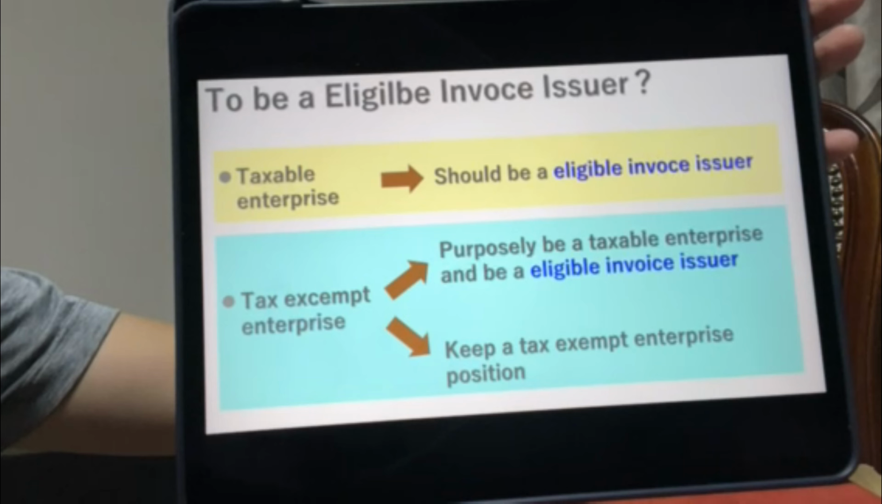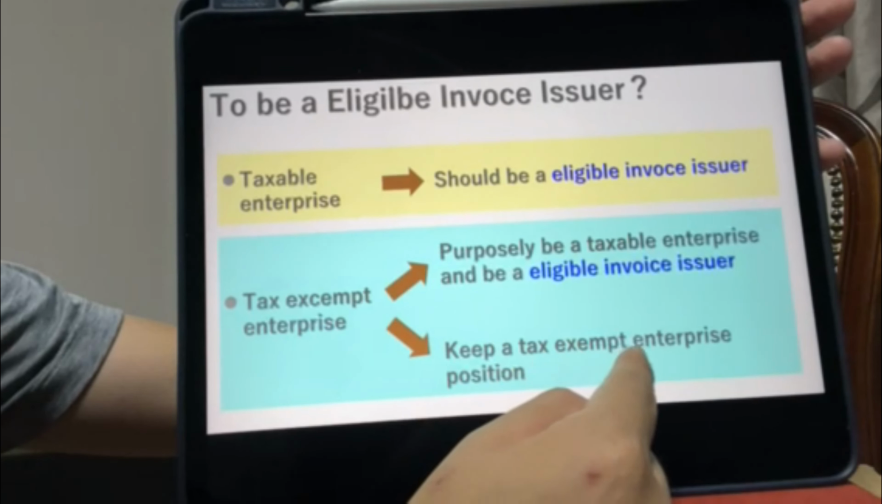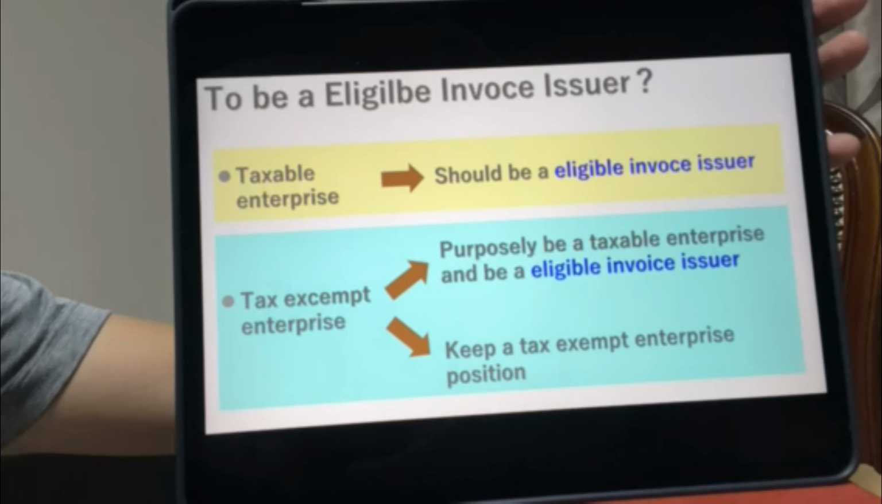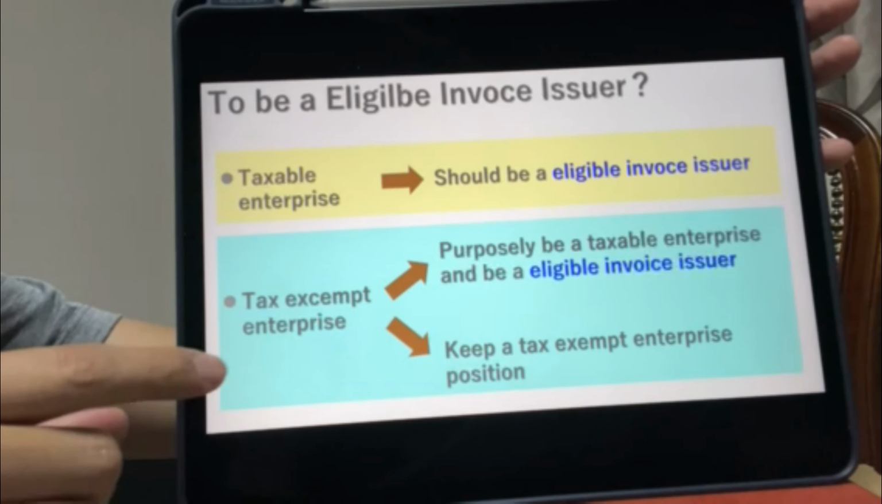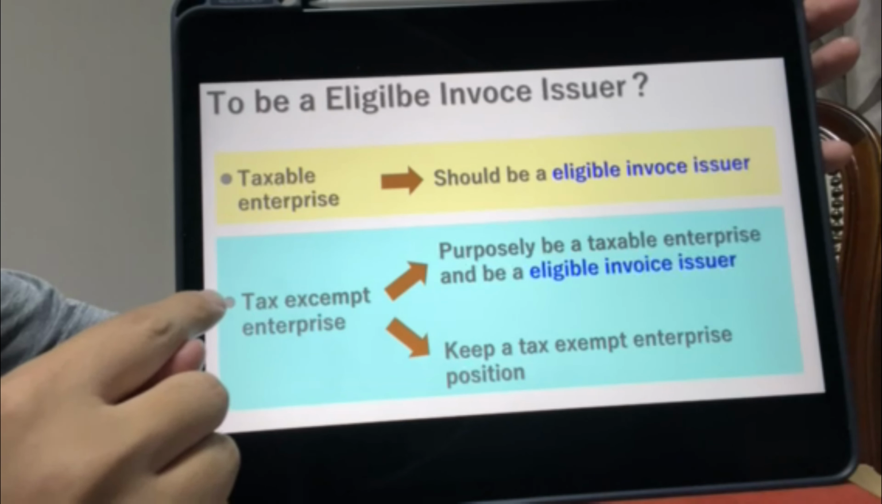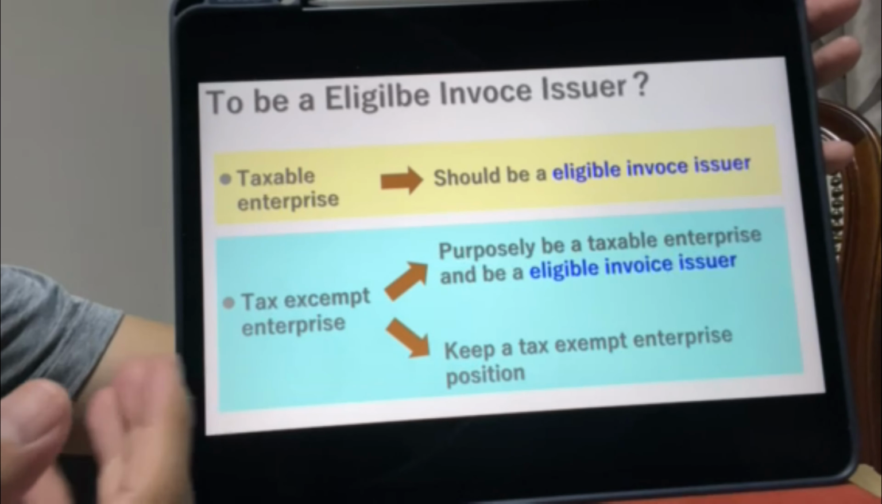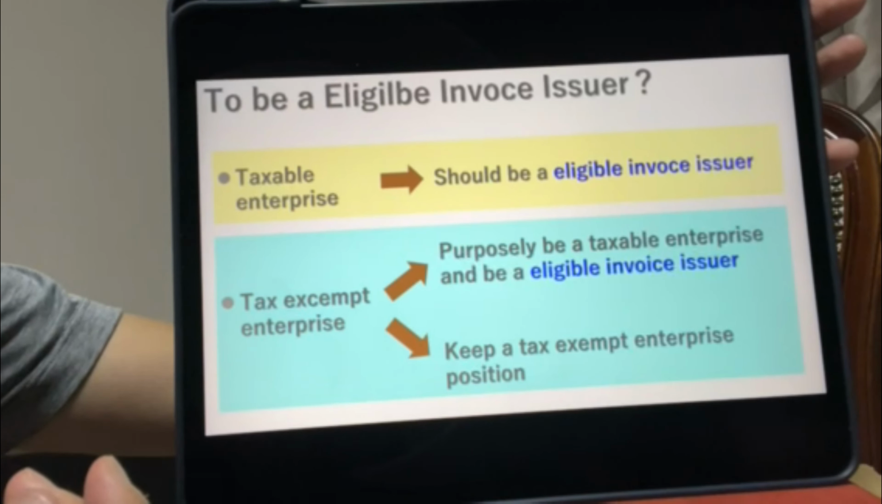In the next case, they keep a tax-exempt enterprise position. By doing so, they don't have to pay consumption tax, but they have a risk of losing trade. This is why the case of a tax-exempt enterprise is difficult. This is the overview of the Japanese invoice system. That's all. Thank you.